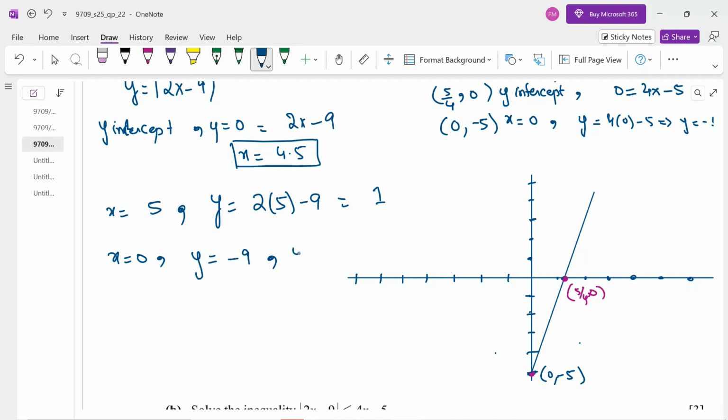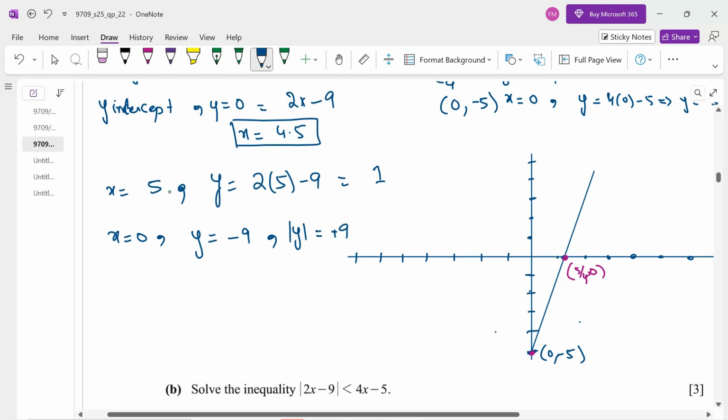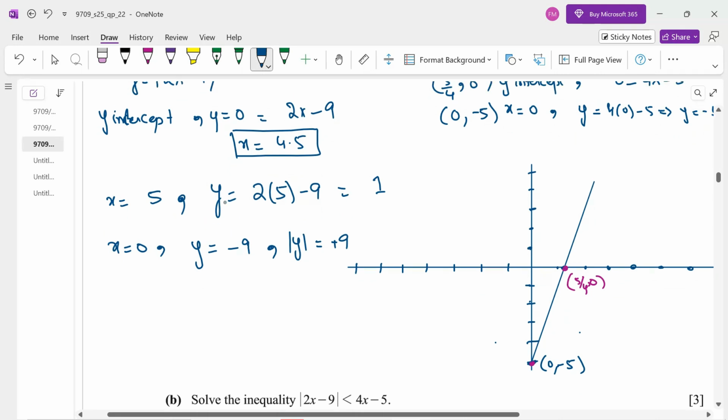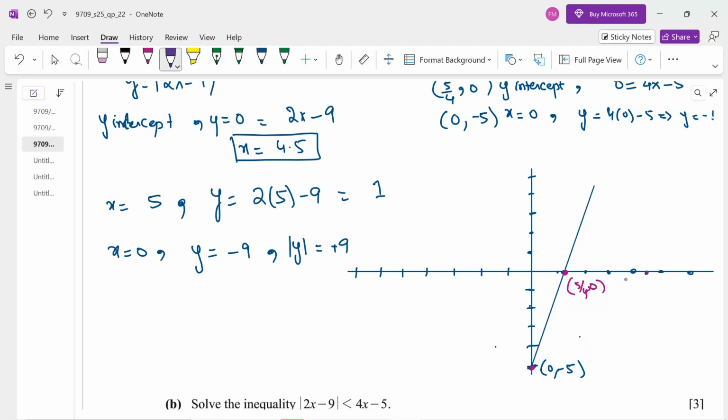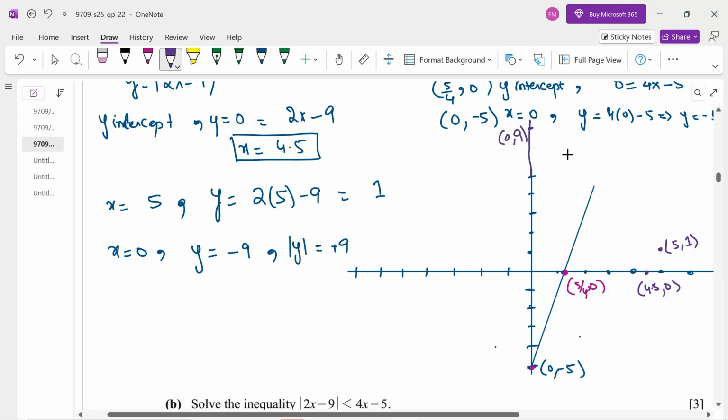So the absolute value of y is positive 9. So we have different points, so we can plot it. This is 4.5 when y is equal to 0. So you can see 4.5 comma 0, and when x is equal to 5 you will have 1, so 5 comma 1, and another point which is 0 comma 9. When we plot it we will have it here, 0 comma 9.